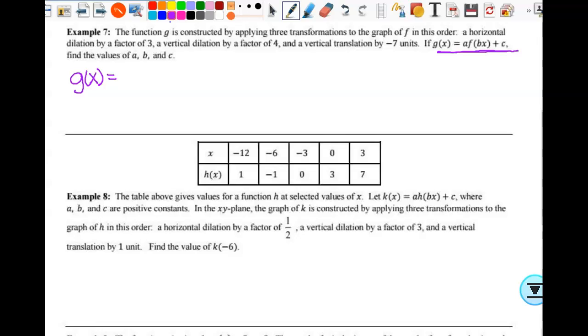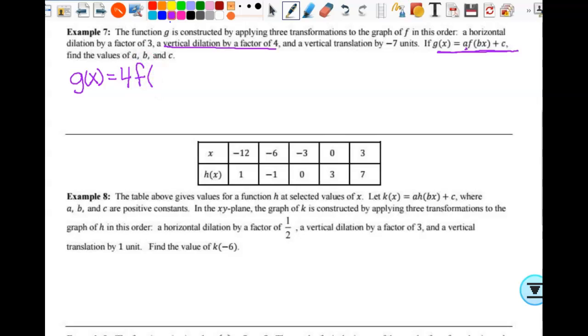All right, so G of X. Now, this A, where they have the A, what is that thing in general? Like, what transformation does the A do? Vertical dilation. Okay, and it says, I have a vertical dilation by a factor of 4. So do I put 4 there? Yes, 4 times f of.